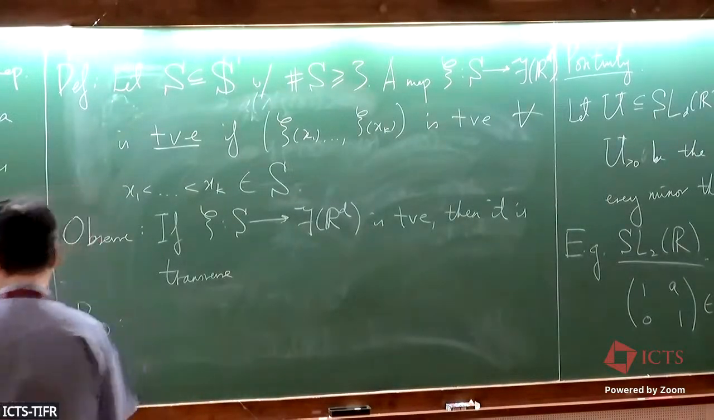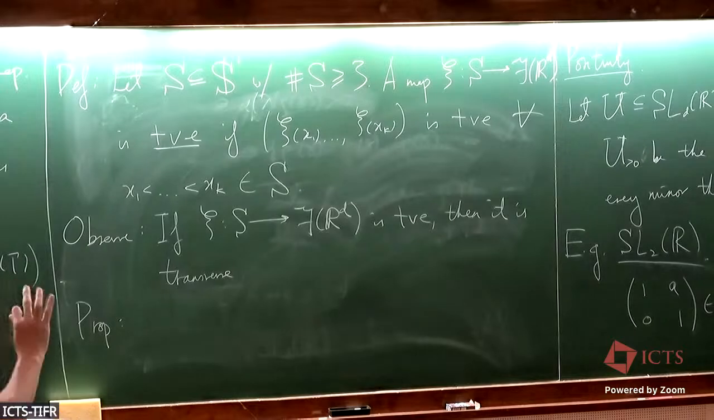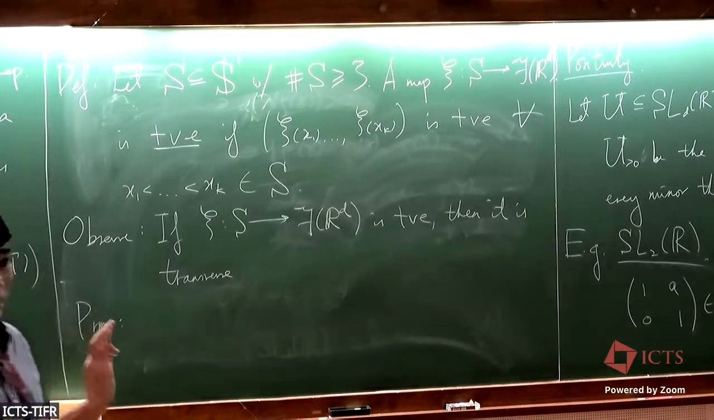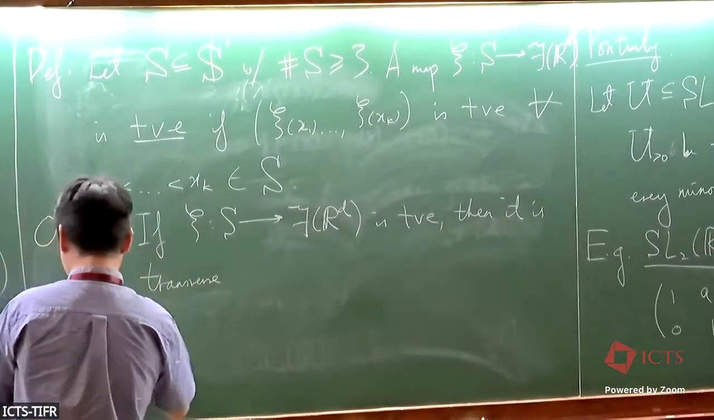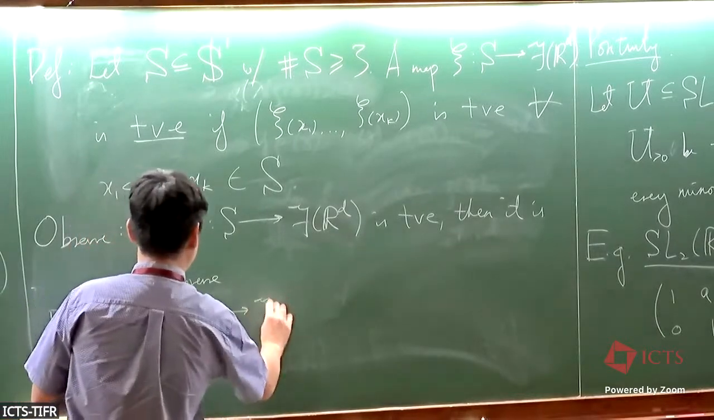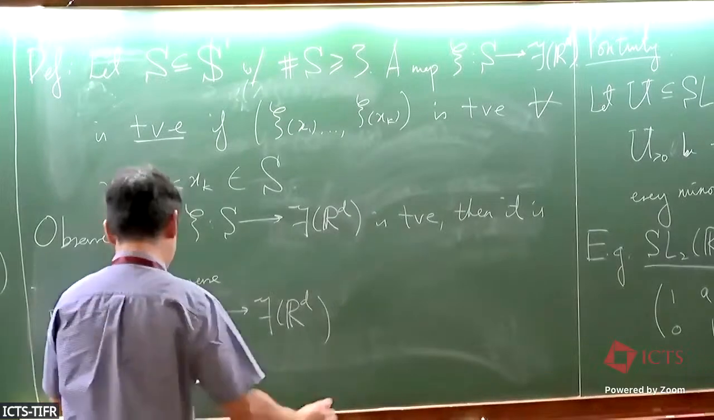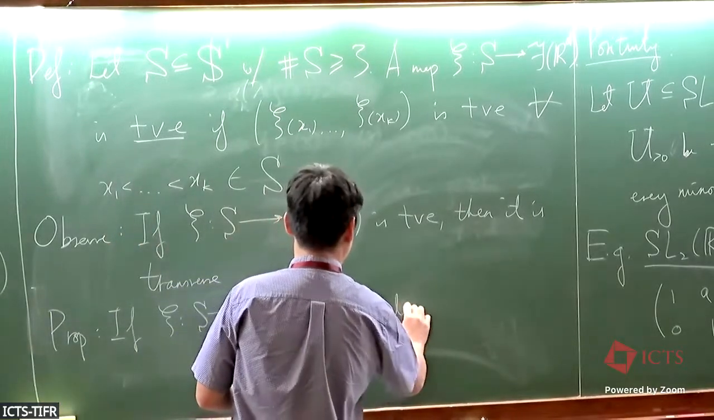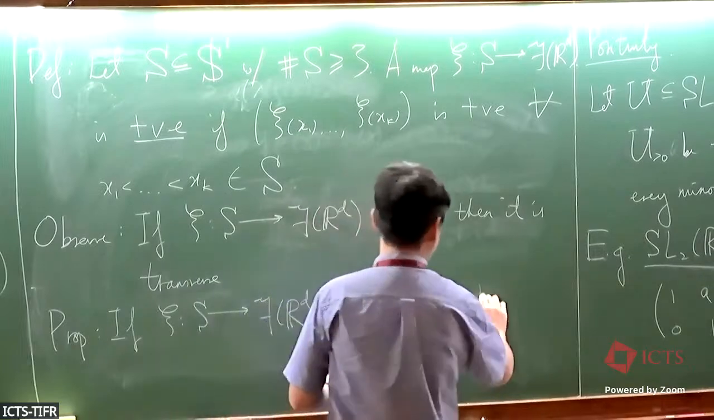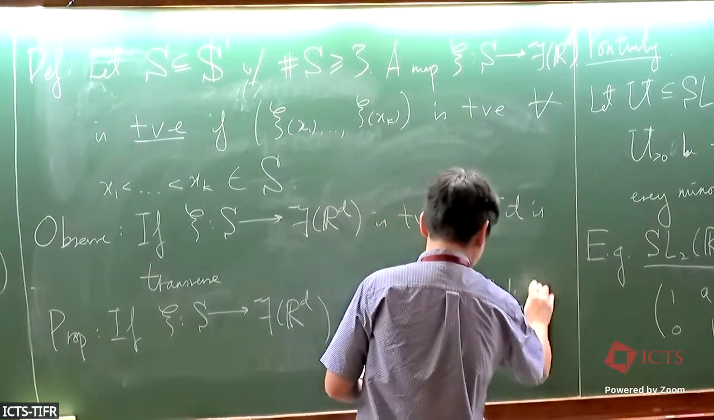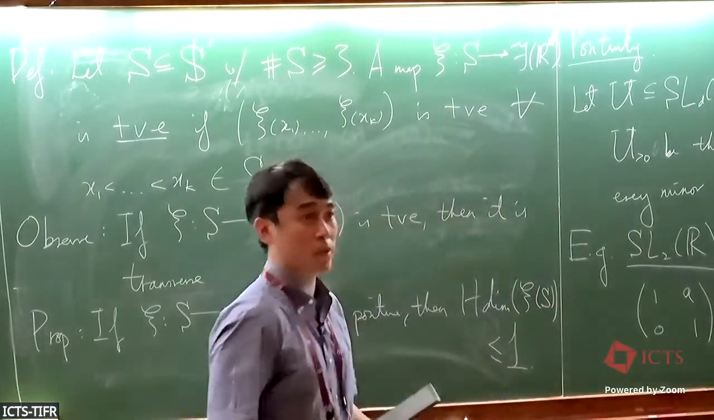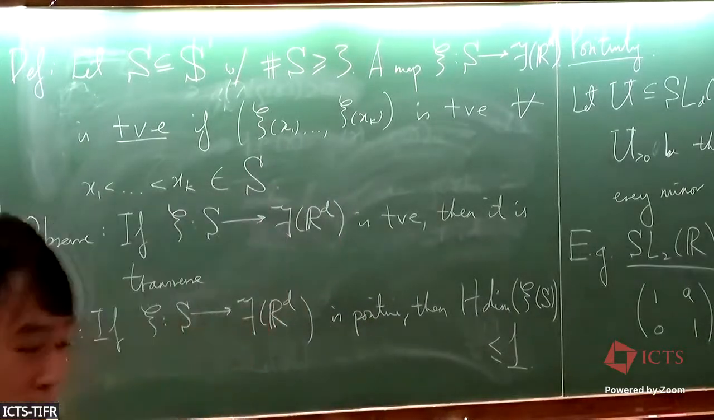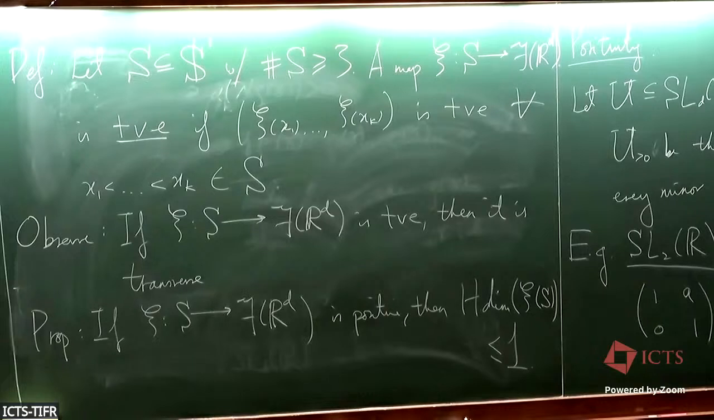So proposition. Maybe this is the only proposition in my entire talk where I use the definition of positivity. The proposition says that if C from S to FRD is positive, then the Hausdorff dimension of its image is at most 1. So why is this true? Anyway, this is foreshadowing because I'm going to be talking about Hausdorff dimensions of limit sets later.